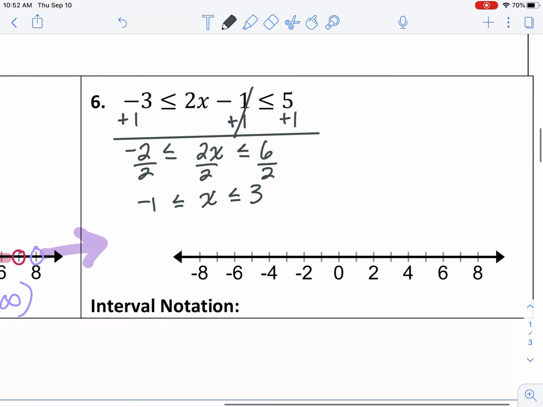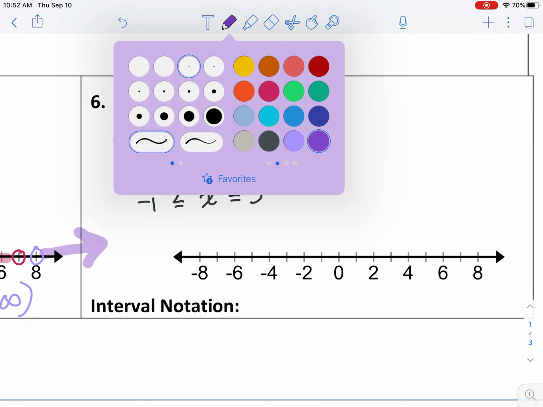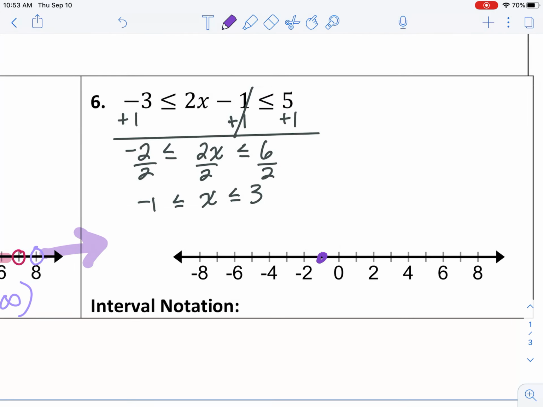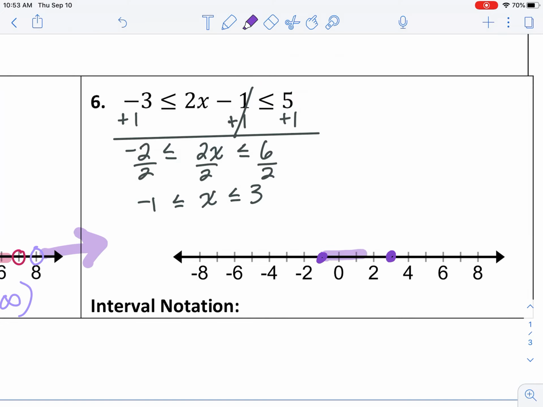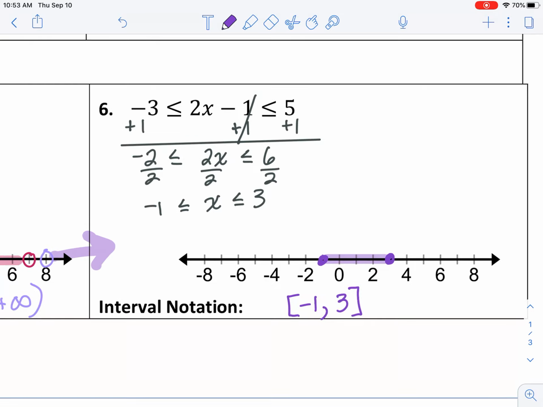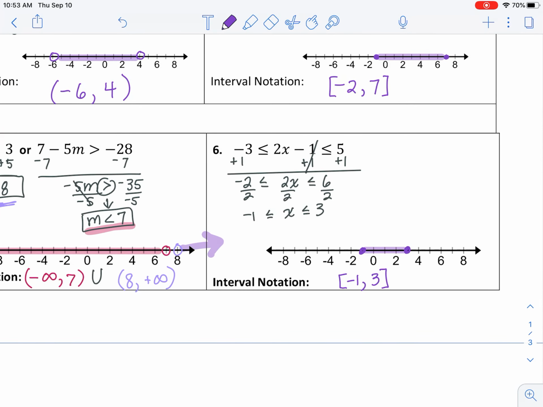So then I'm going to put closed points on both -1 and 3, and my solutions are all the numbers in between and including -1 and 3. So that's my graph, and then my interval notation would just be -1 to 3, both with brackets because there's closed points. -1 and 3 are part of the solution set.